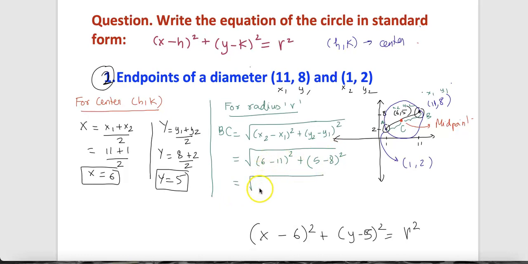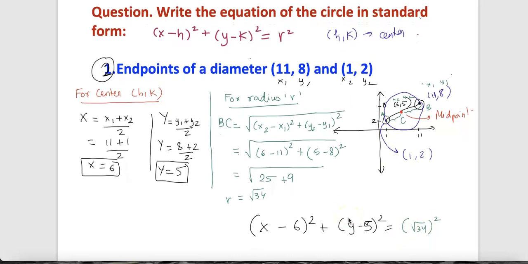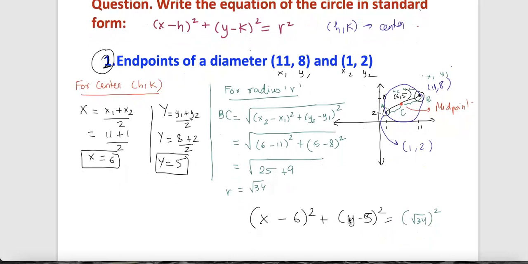Negative 5 whole square will be 25, negative 3 whole square will be 9. So your answer is radical 34. That's your BC, that's your r. So I will come back over here. Do keep in mind, this is r square. So when I plug in the value of r, which is radical 34 whole square, this is your equation of a circle in standard form.